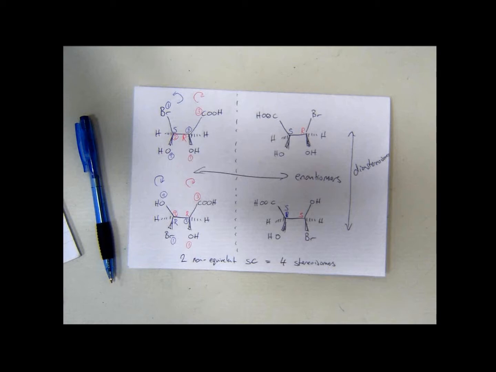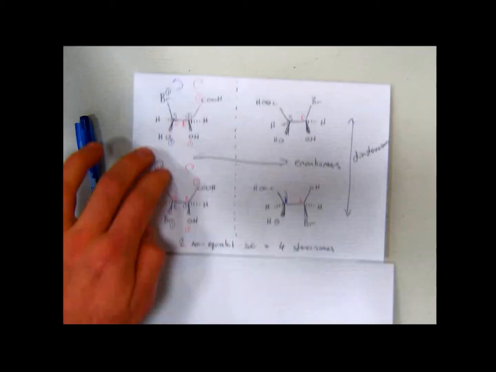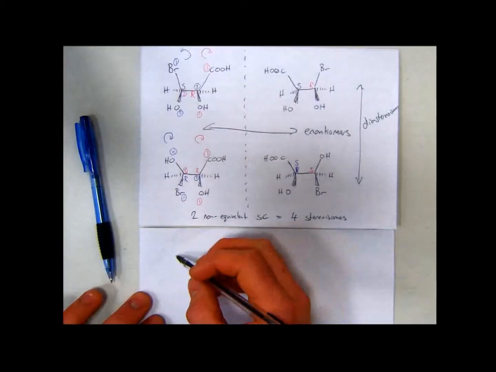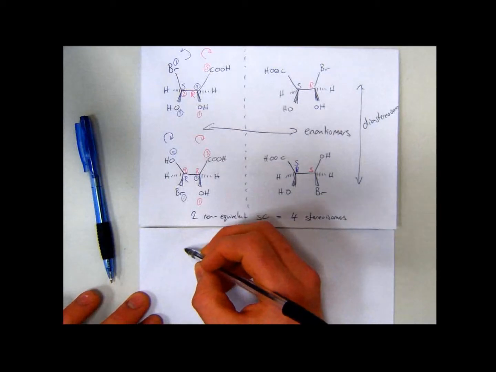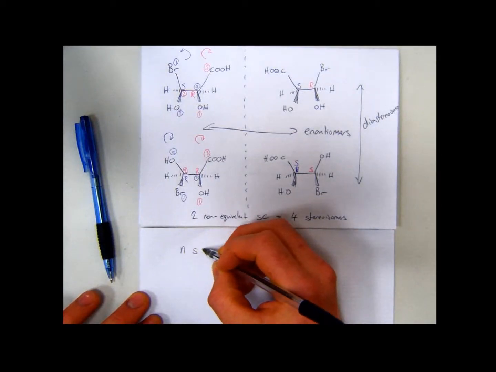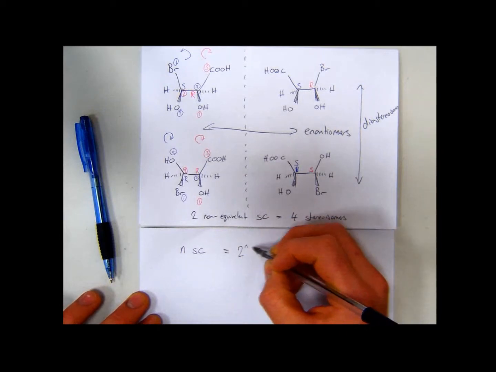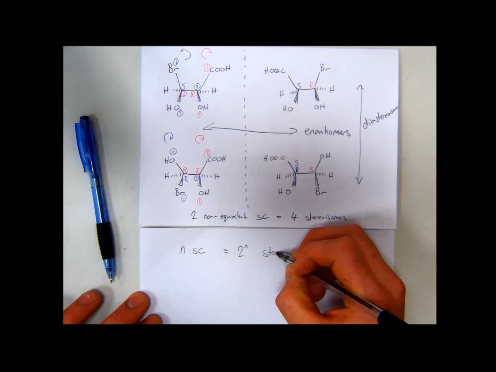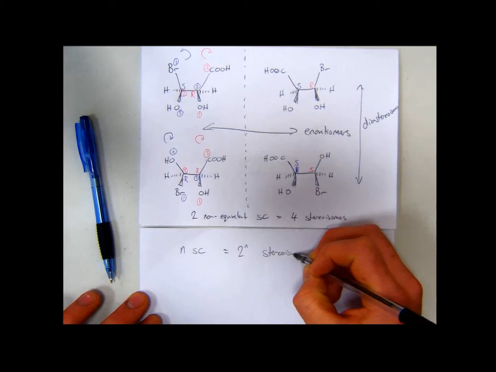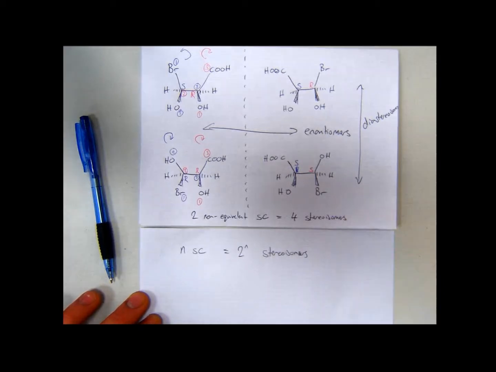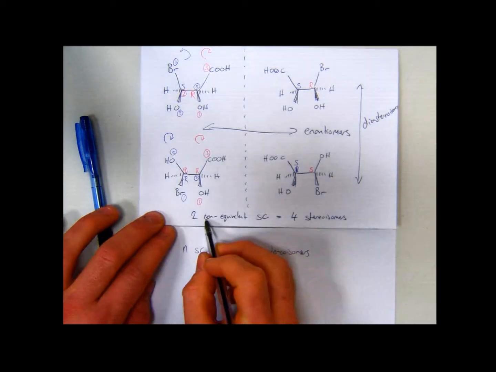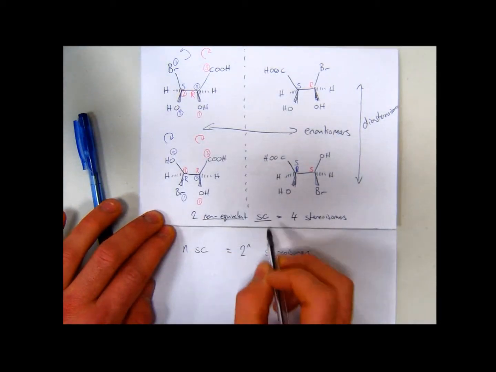Therefore, normally we can say that a molecule with n stereocentres will have 2 to the power of n stereoisomers. However, this is only true for molecules with non-equivalent stereocentres.